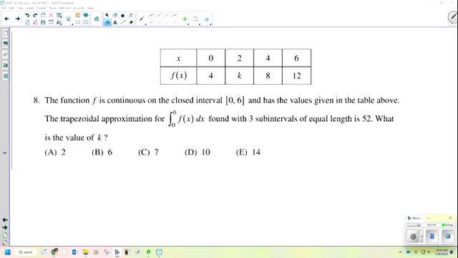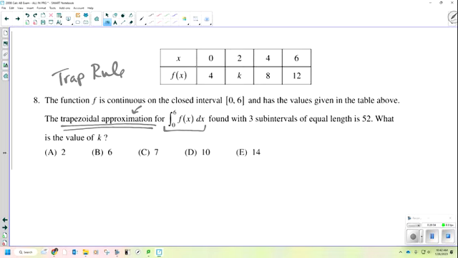Number 8. God, I love tables and graphs and charts. Oh my, I love them. The function f is continuous on the closed interval from 0 to 6 and has values given in the table above. A trapezoidal approximation. That tells me I'm using the trapezoid rule for area under the curve, because an integration from 0 to 6 of f of x is the area under the curve from 0 to 6 of f of x, and it's an approximation. That's why we can use the trapezoid rule. It's not exact.